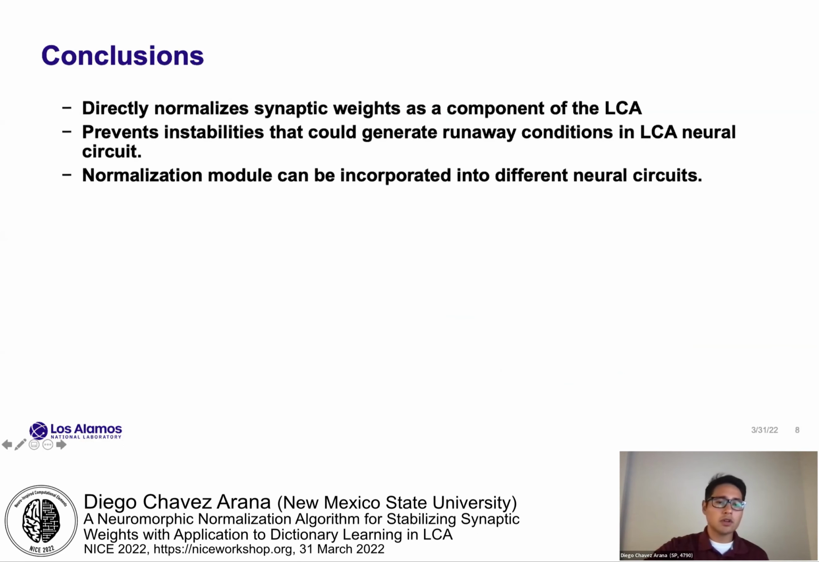In conclusion, we see that our normalization circuit directly normalizes the synaptic weights as a component of LCA. It also prevents instabilities that could generate runaway conditions. This also serves as a component that can be incorporated into different neural circuits and architectures.